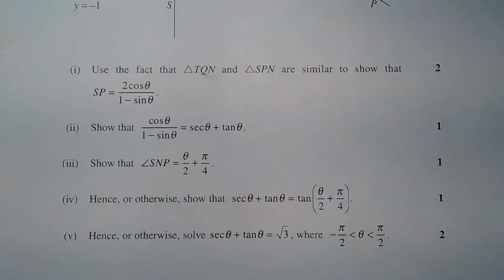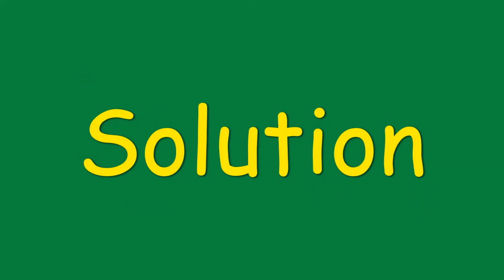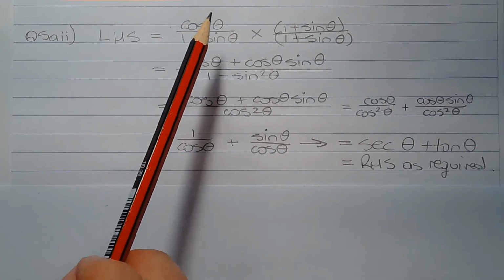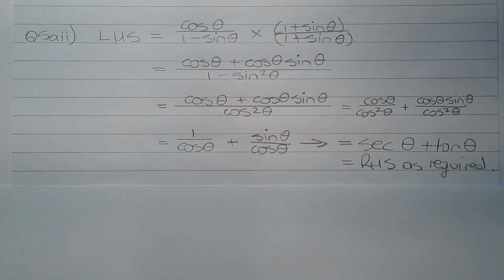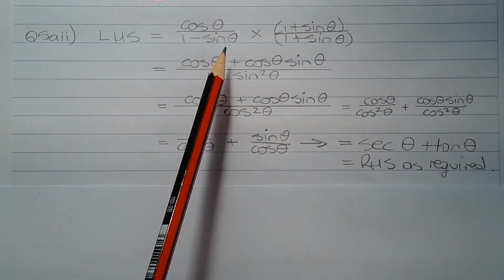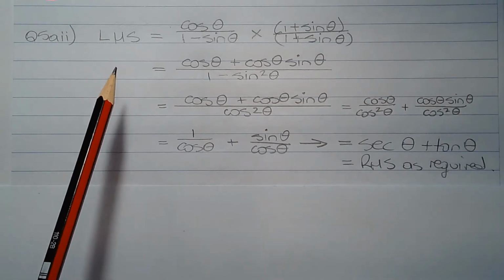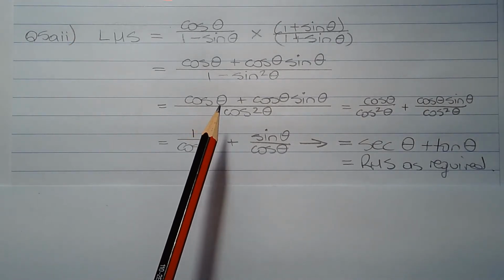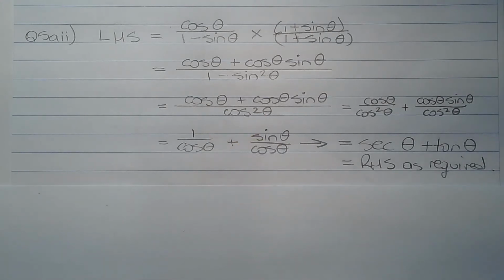Part 2. Show that cos theta over 1 minus sin theta equals sec theta plus tan theta. Starting from the left-hand side, we have left-hand side equals cos theta over 1 minus sin theta. Multiplying the numerator and the denominator by 1 plus sin theta, that gives us left-hand side equals cos theta plus cos theta sin theta over 1 minus sin squared theta. 1 minus sin squared theta is equal to cos squared theta by application of a Pythagorean identity. So left-hand side is equal to cos theta plus cos theta sin theta over cos squared theta.